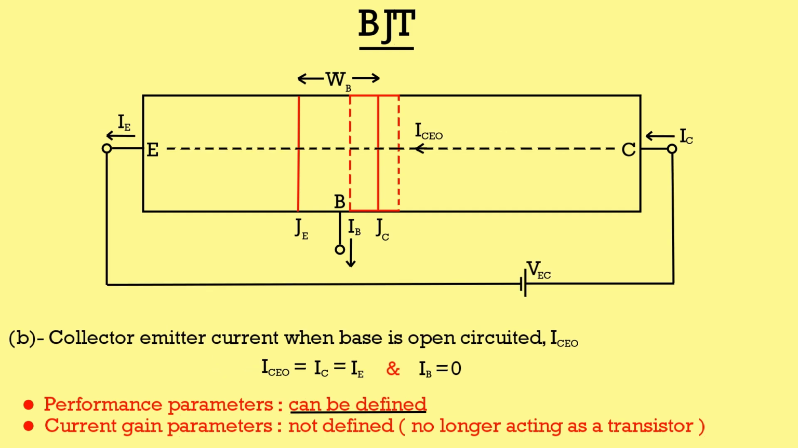Another important parameter is collector emitter current when base is open circuited. This is the reverse saturation current flowing from collector to emitter when base is open circuited. In this case, performance parameters can be defined, however, current gain parameters are not defined.